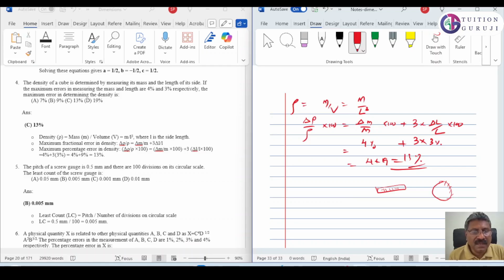So there are 100 divisions on the circular scale and the pitch is 0.5 mm. We have to find out the least count. We know that least count is equal to pitch divided by number of divisions on the circular scale. What is the pitch given here? Pitch given is 0.5 mm divided by number of divisions 100. That is 0.005 mm, which is the least count.